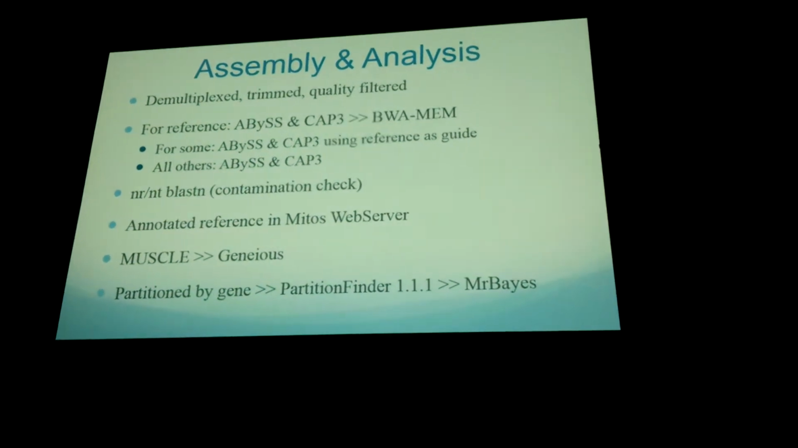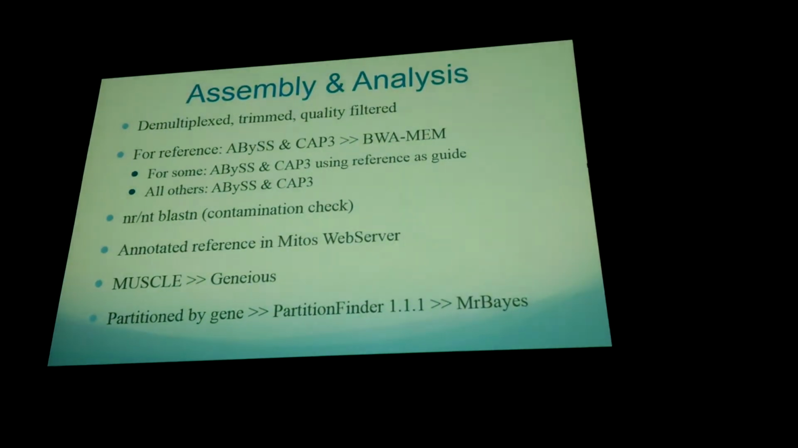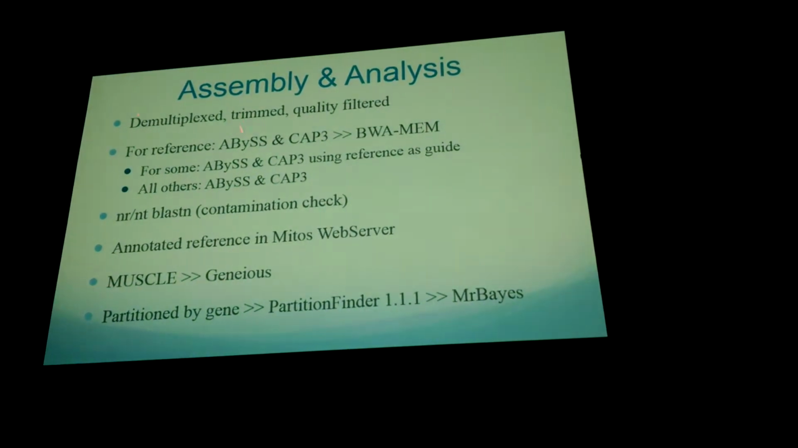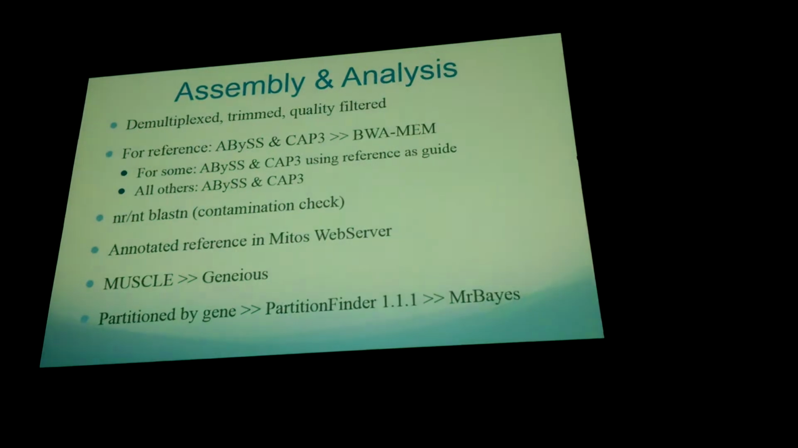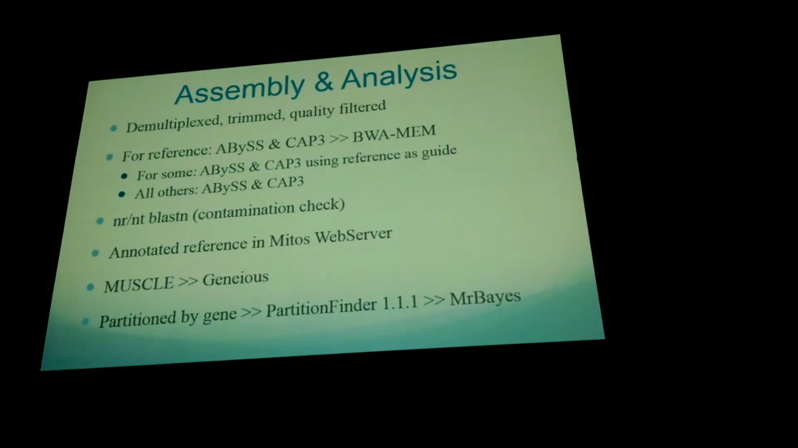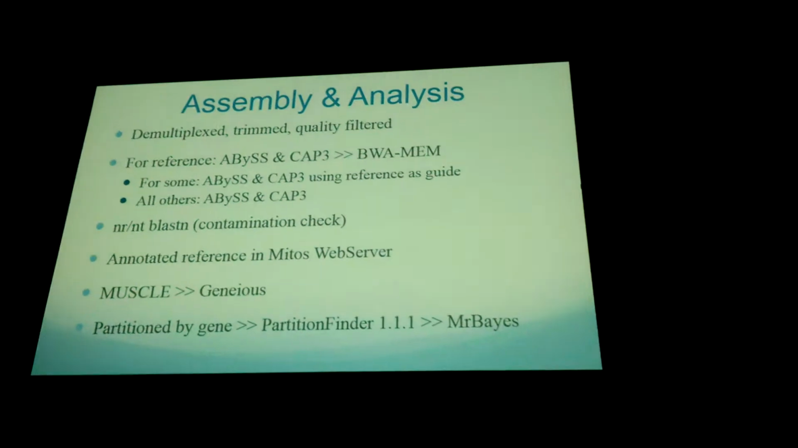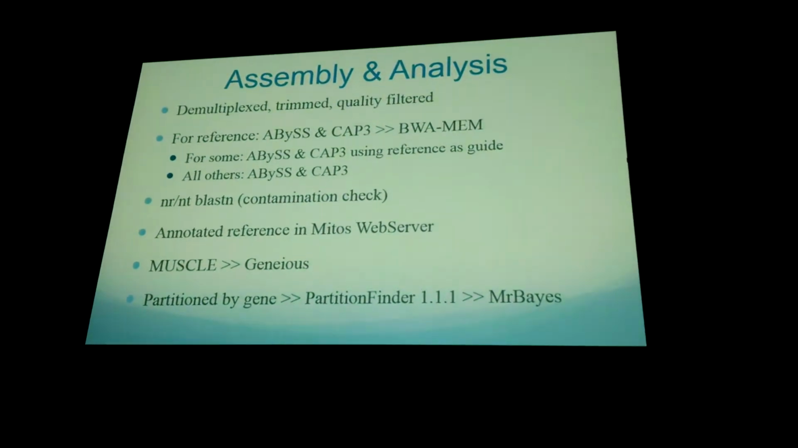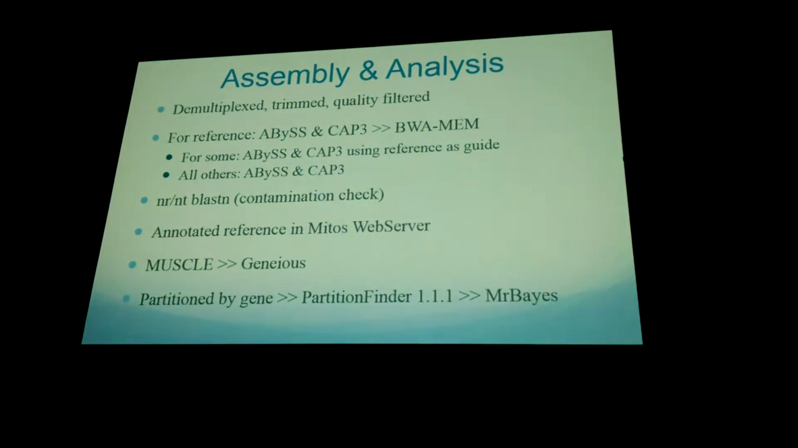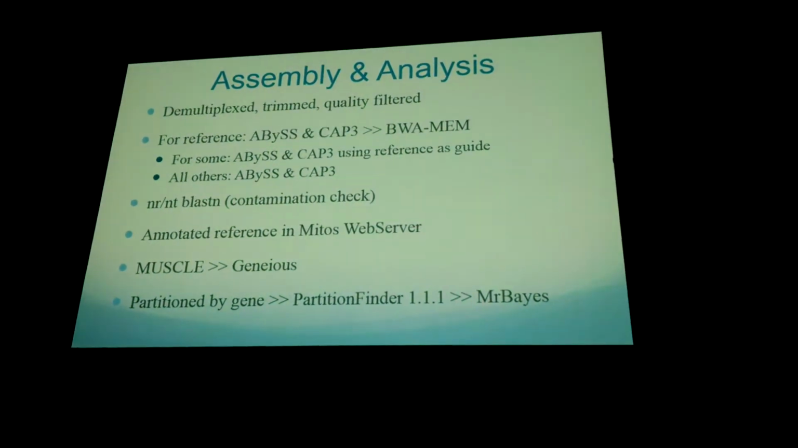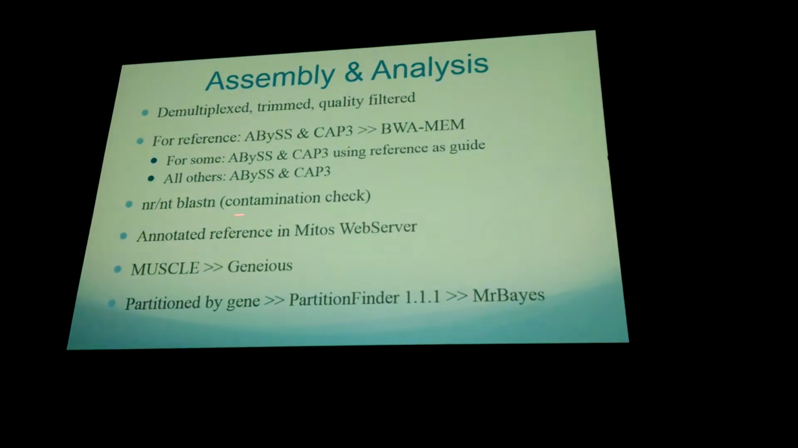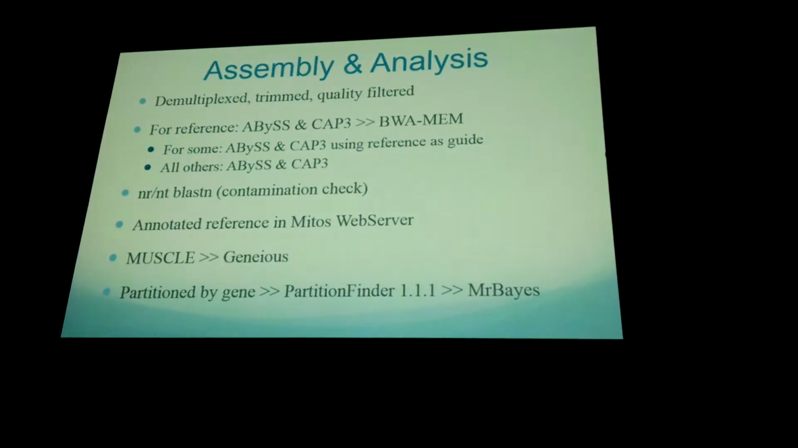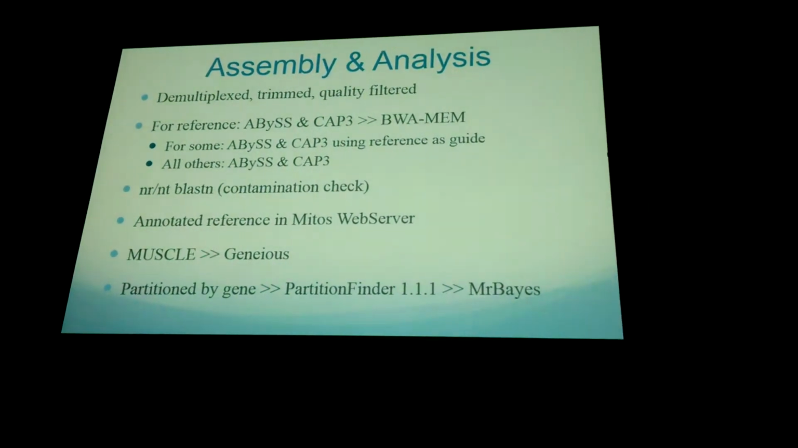And since there's no TID reference mitochondrial genome, we created a pseudo-reference genome. That had to be our first step. After trimming and demultiplexing, etc., the reads, we used the programs Abyss and Cap3 and fed that into BWA-MEM to create a pseudo-reference genome. This is Aspidoscelis sexlineata species. And that was used in some cases to bolster the efficiency of assembly for the remaining individuals. All others were just done in Abyss and Cap3.